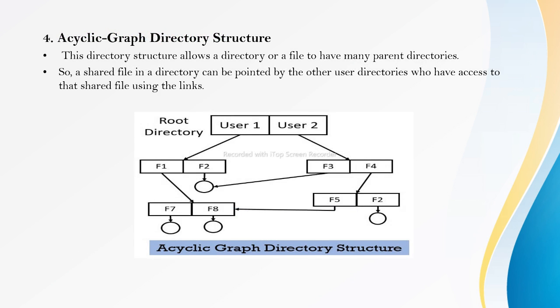Now, fourth is the acyclic graph directory structure. This problem, which arises in a tree directory structure, can be solved by the acyclic graph directory structure. This directory structure allows a directory or a file to have many parent directories. So a shared file in this directory structure can be pointed to by the other user directories who have access to that file using a link. In the diagram below, you can see that the directory having the files f7 and f8 has two parent directories.